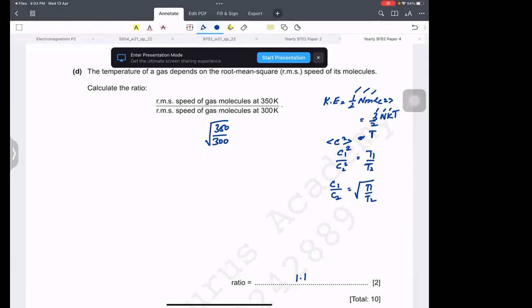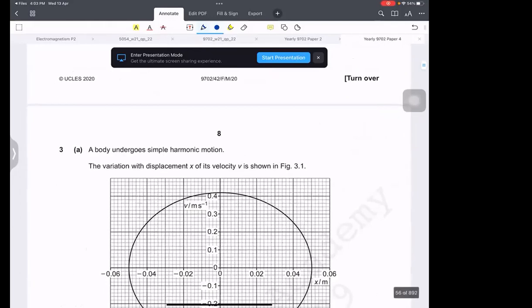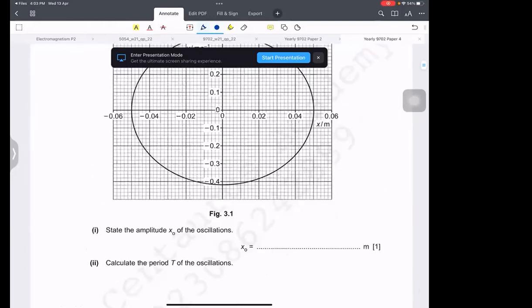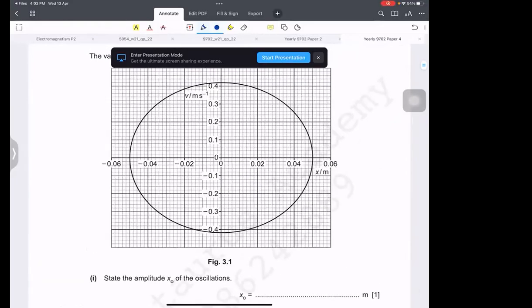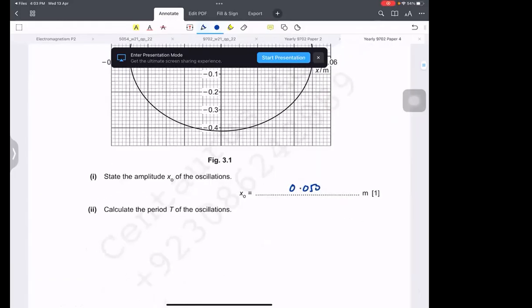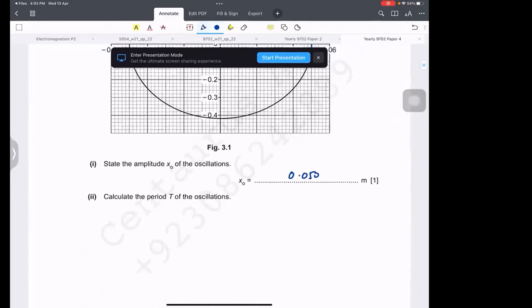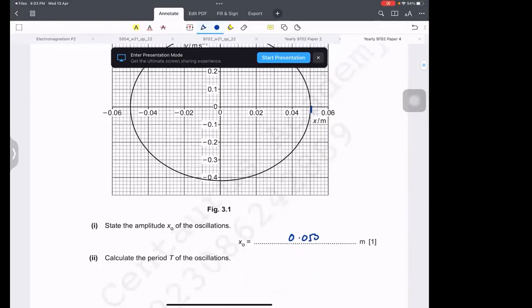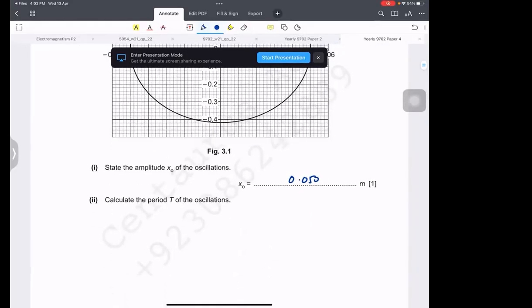Okay. Now, a body undergoes a simple harmonic motion and state the amplitude. So the maximum would be this value. I don't think this is 0.05. 0.050. Okay, make sure you write it to significant figures. All right, then it says calculate the period of oscillation. Oh, okay, we could do that.